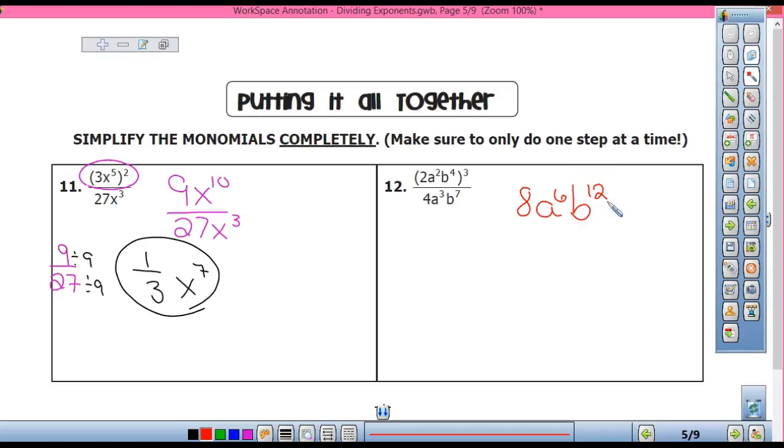Everyone get 8a to the 6, b to the 12. And then we've got 4a cubed, b to the 7th on the bottom. So, divide our coefficients, we get 2a to the 3rd, b to the 5th. So far, so good? Good.